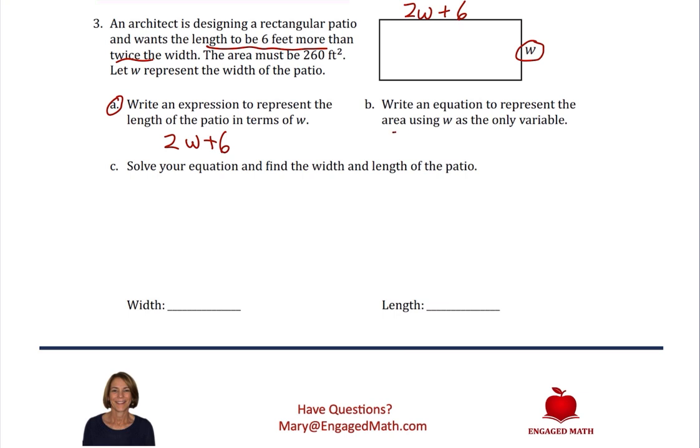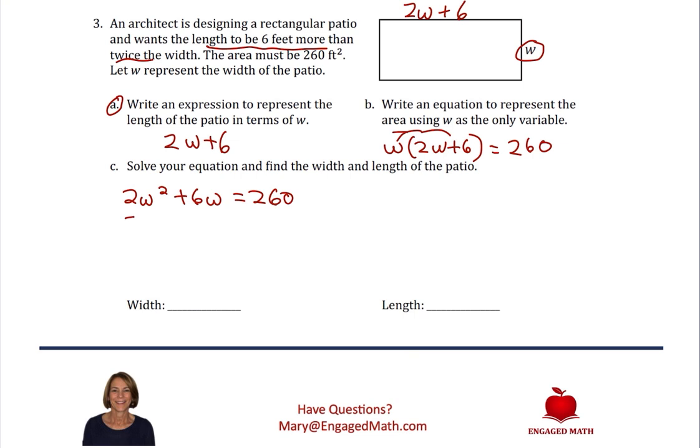Now, the equation for the area, as we know for a rectangle, is going to be length times width. So I'm going to take the width of W, multiply it by the length, and you have to put that as a quantity, so we have to distribute. And we know that the area is equal to 260. So that's our equation. Now we're going to distribute that W all the way through. So we're going to get 2W squared plus 6W equals 260. So I just distributed that W all the way through the parentheses.